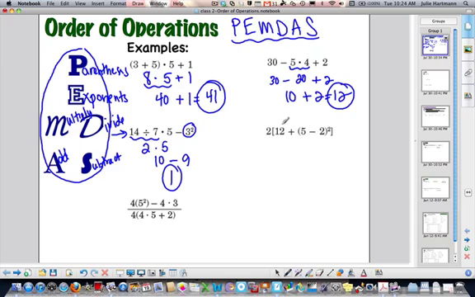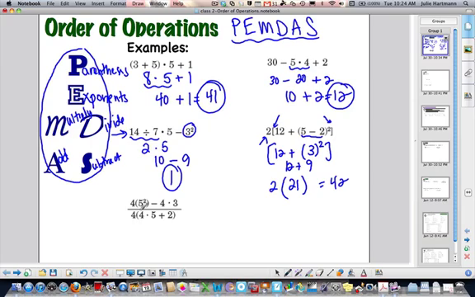Okay, next problem. The brackets, that's just an outer set of parentheses. Okay, and when you're doing parentheses, you want to do the innermost parentheses first, which is this one. 5 minus 2 is 3. And then inside the second set of parentheses, we need to follow the order of operations. 3 squared is 9. And then 12 plus 9 is 21. And then we have this 2 out here. 2 times 21 is 42.